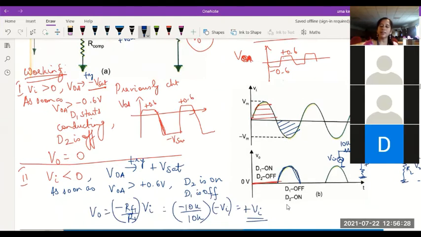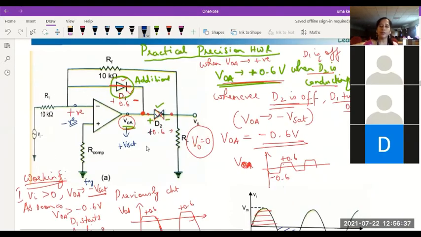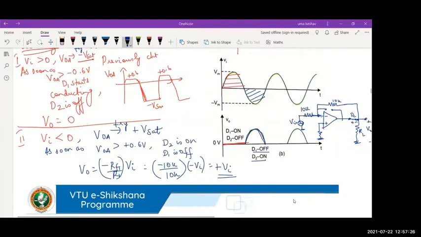And in this half cycle, you should remember diode D2 is on and D1 is off. Is this clear? This is about the working of a practical. Can somebody draw the transfer characteristics for this behavior?